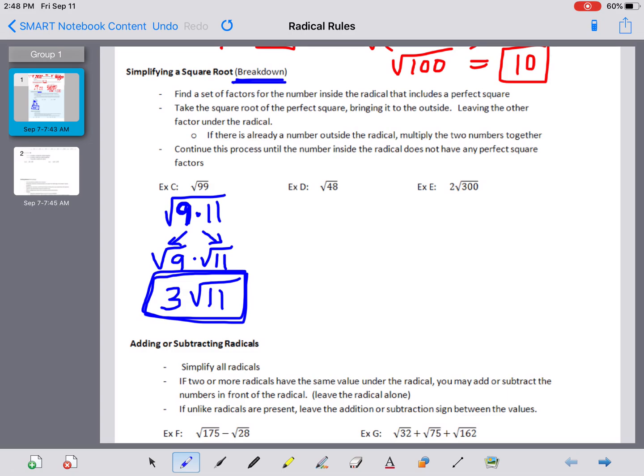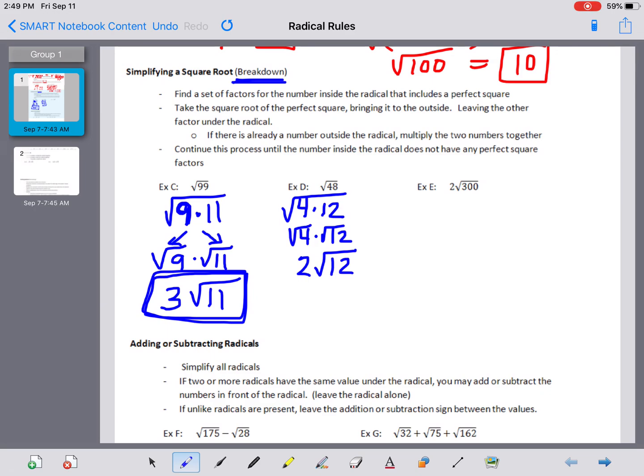Oh, I see 4. 4 goes into 48, okay. So I'm going to break this down to 4 times 12. 4 times 12 is the same thing as 48. So now I can do a split, right? Square root of 4 times the square root of 12. Square root of 4 is 2. It's out in that yard. It's beautiful out there. But 12 is not pretty, so it has to stay in the house.